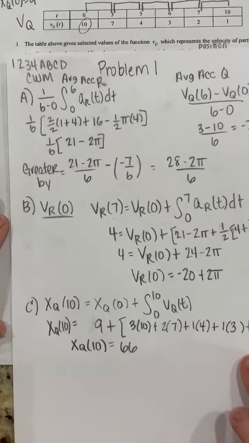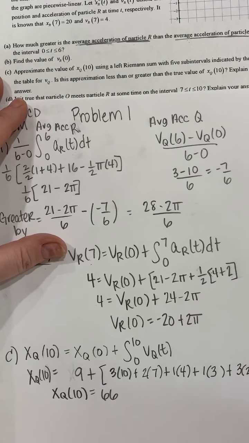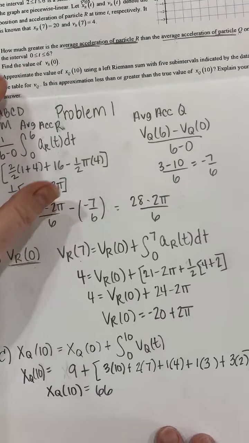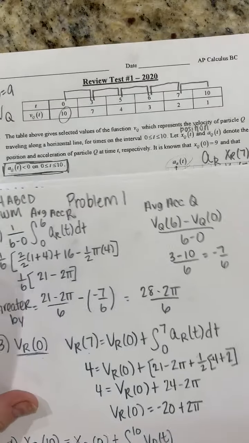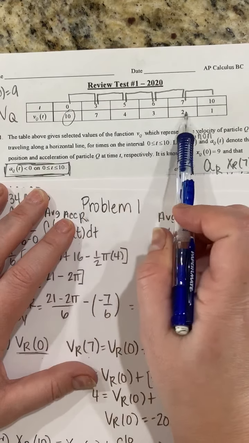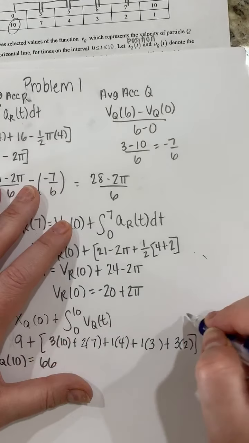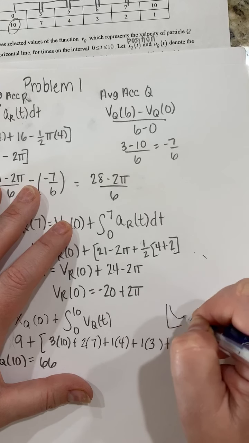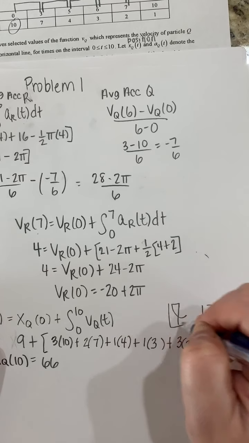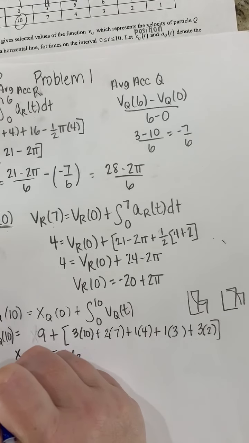So part C also asked you, is this approximation less than or greater than the true value? Explain your answer. So if you look at Q, 10, 7, 4, 3, 2, 1, this is a decreasing function. If I have a decreasing function, it doesn't matter if it's concave up like a cup or down like a frown, a left Riemann sum, this is an over approximation.